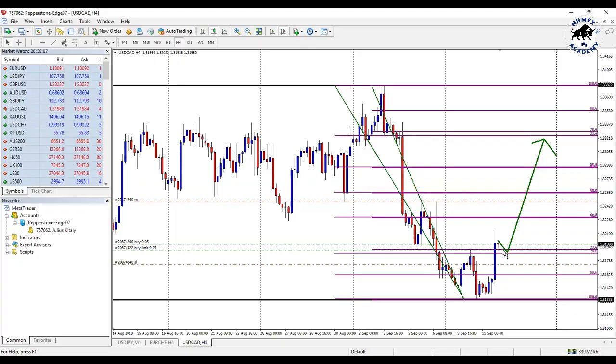Look at this gap and look at this gap. This is a strong resistance. This is what I'm saying, guys. Do you get the point now? I hope you get the point now, guys.